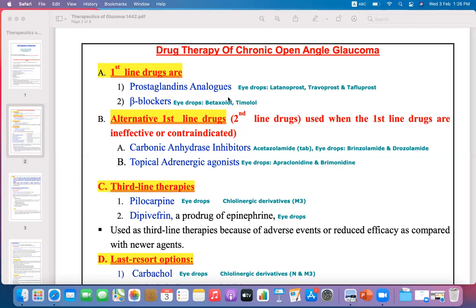Betaxolol is only selective to beta 1, but still there is a problem of the cardiovascular. So in this case, the prostaglandin analog is the best choice as a first line agent.